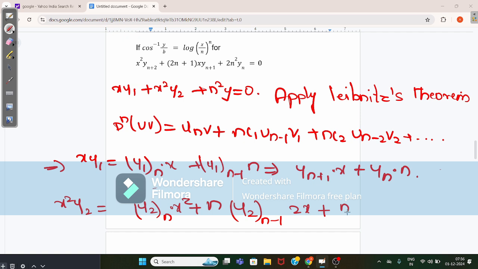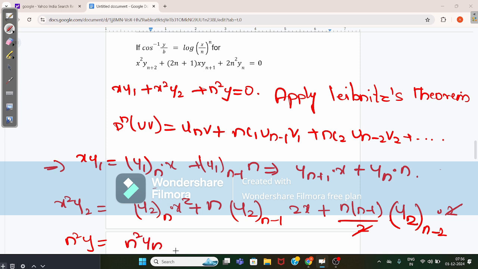So I am writing directly n into (n minus 1) by 2 into y_{n-2} into 2. This 2 gets cancelled out. And for this, n square y_n, this value is n square y_n. Now add these equations.